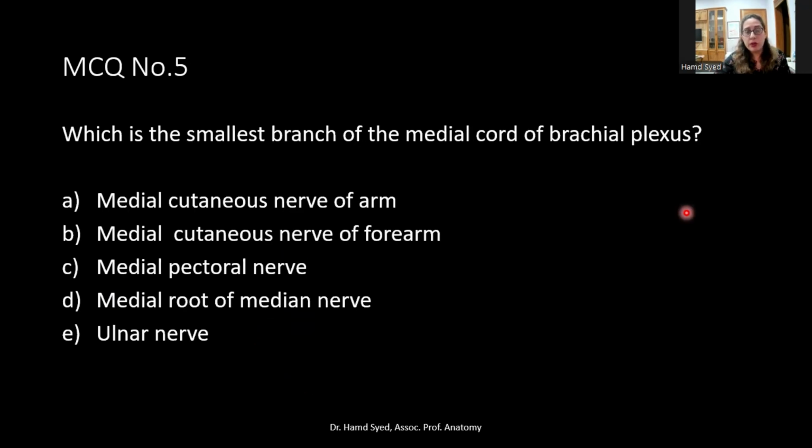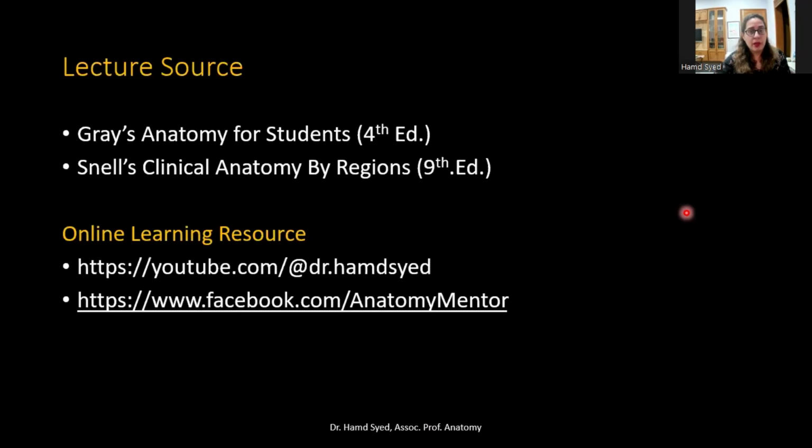Which is the smallest branch of the medial cord of brachial plexus? Now the smallest one is the medial cutaneous nerve of the arm, since it's going to end in the arm close to its place of origin. So this concludes today's revision of the brachial plexus. I hope you found it helpful. I hope you found the mnemonics helpful.